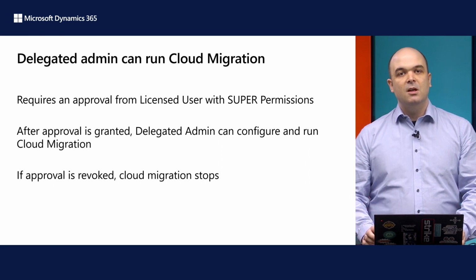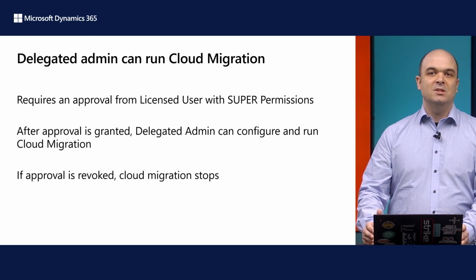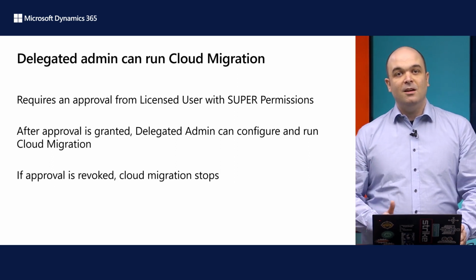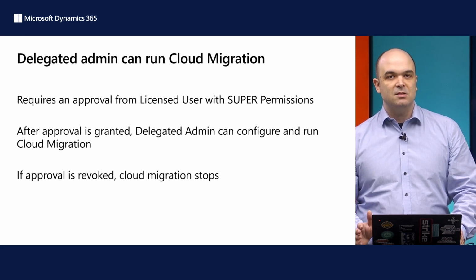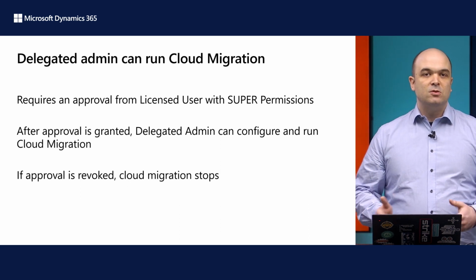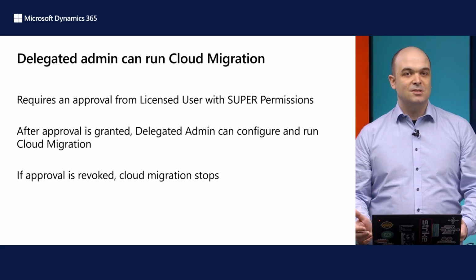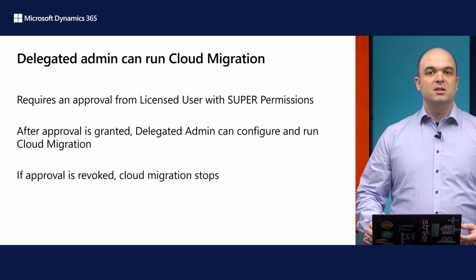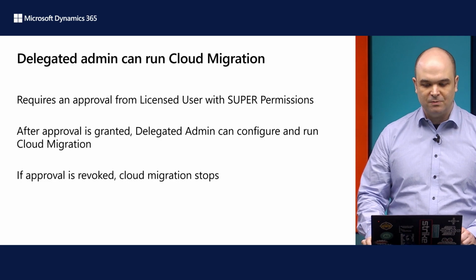So after the licensed user grants you the approval, the delegated admin is able to configure and run the cloud migration end-to-end without the need to contact the licensed user. We have also introduced the functionality if the licensed user regrets this decision and decides to revoke the approval. That's possible as well, and that is essentially going to stop the cloud migration.